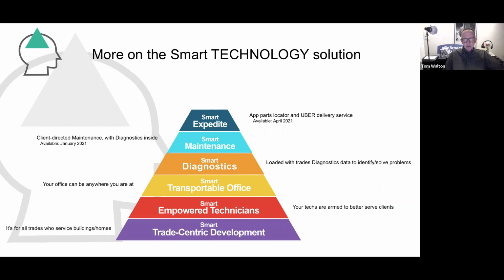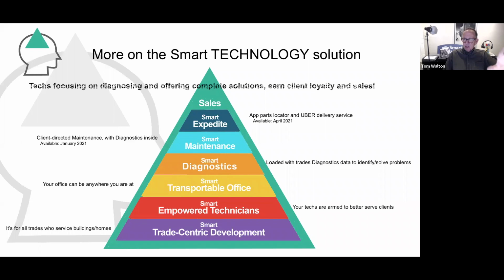So all of this whole hierarchy, this building that we built, this triangle, the top focus is a word I'm going to use, and it's sales. This whole thing is surrounded by the objective of sales. And at the very top, it says a kind of a statement on that sales. It says techs focusing on diagnosing and offering complete solutions to earn client loyalty and therefore earn sales. And of course, what I mean by sales, another word for it is additional work, additional parts. It all plays into this, and that's what this technology does.